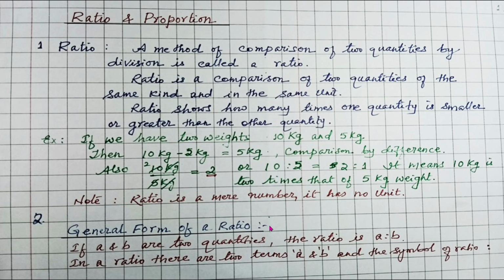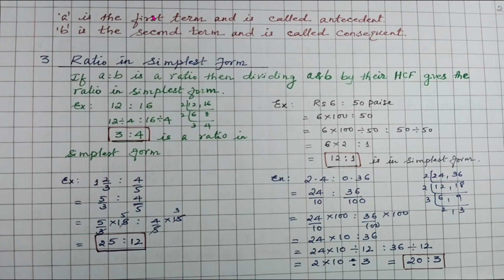Now the general form of ratio. If A and B are two quantities, the ratio is A is to B. In a ratio, there are two terms A and B, and the symbol of ratio is two dots placed one above the other. A is the first term and is called antecedent, B is the second term and is called consequent.